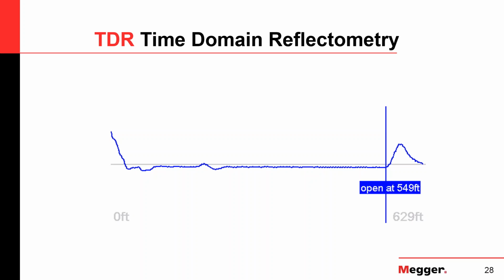One third from the left, if you can see that there's a small signature, that would be a splice, this flat S shape, so there's most likely a splice. And then nothing happens to that cable, it's a flat line, and at the end you have this big upward signature, and the algorithm in the TDR puts a flag there and tells you the cable's open at 550 feet.